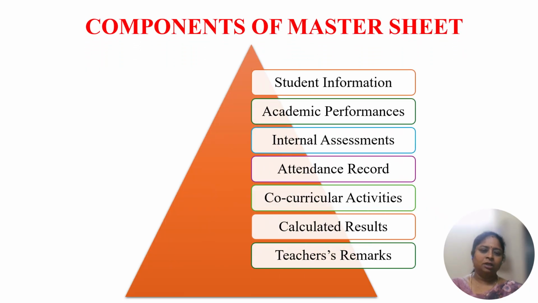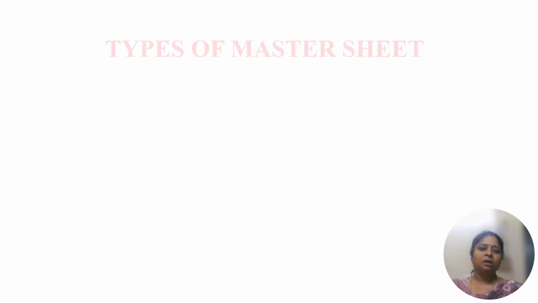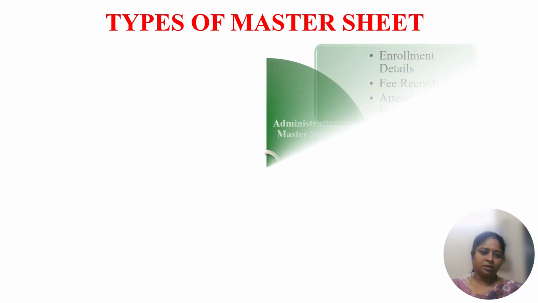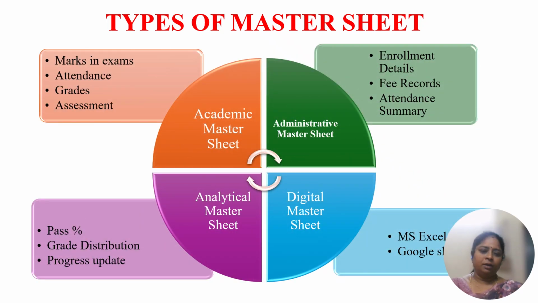The components included in a master sheet are student information, academic performance, internal assessment, attendance record, co-curricular activities, calculated results, teachers' remarks, etc. The types of master sheets are of four, based on the purpose it is being utilized. They are academic master sheet, administrative master sheet, analytical master sheet, and digital master sheet.